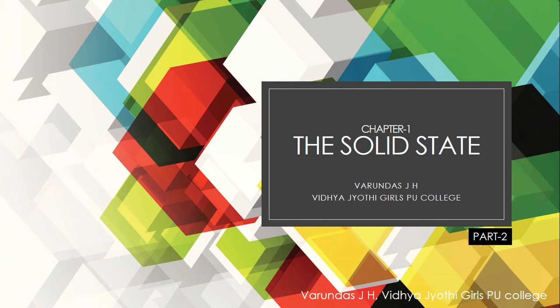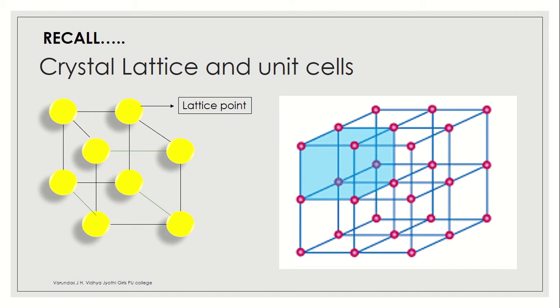Hello everyone, let us continue the solid state. As we were discussing crystal lattice and unit cell, let us recall this. Consider a crystal. We know that the main characteristic of crystalline solids is its regular and repeating pattern of constituent particles. Now, when we replace these particles with representative points, a crystal lattice is obtained.